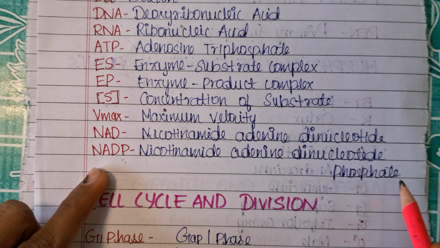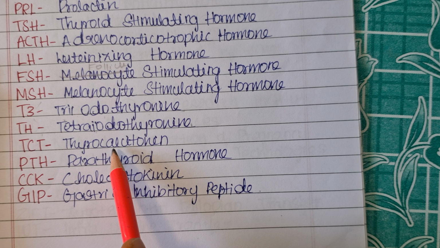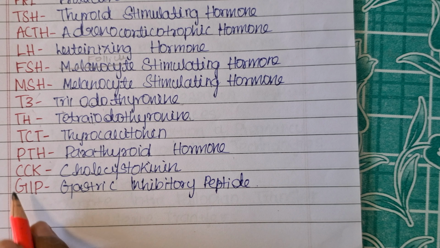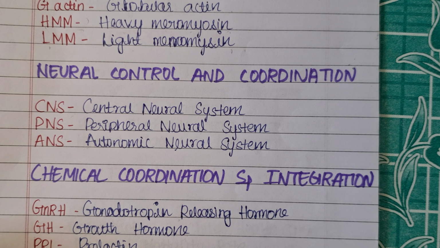MSH, melanocyte stimulating hormone. T3, triiodothyronine. If it is T4, tetraiodothyronine. Just, tri means 3, tetra means 4, you all know. TCT, thyrocalcitonin. PTH, parathyroid hormone. CCK, sorry, it's your cholecystokinin. Then GIP, gastric inhibitory peptide. Okay. So with this we are covering all the class 11 abbreviations.